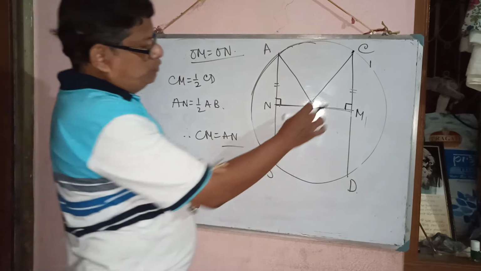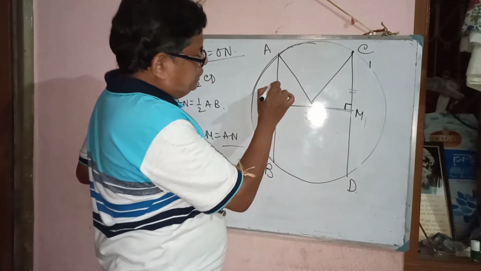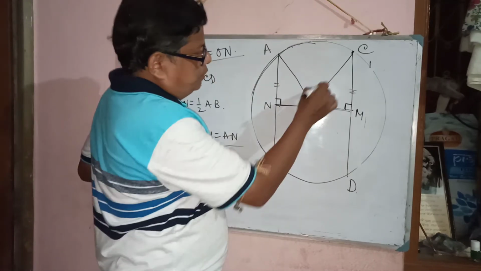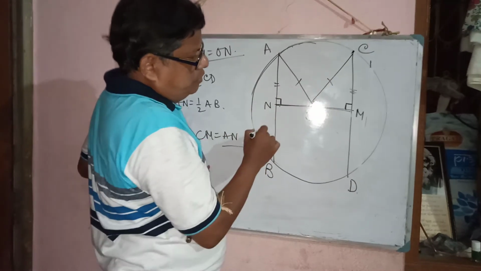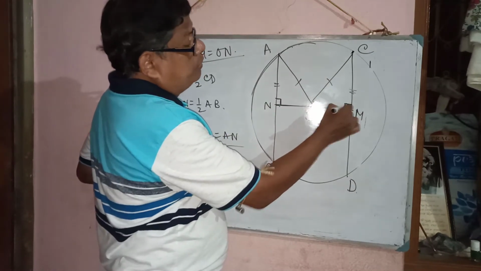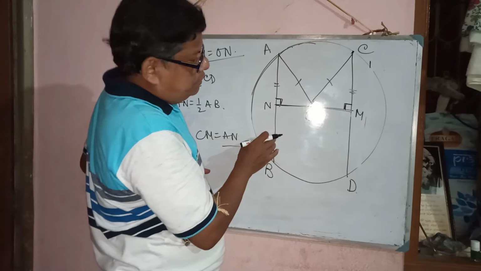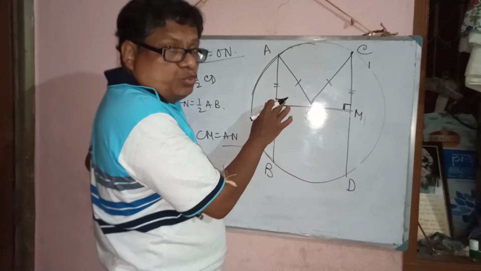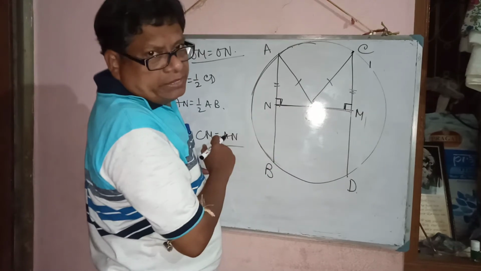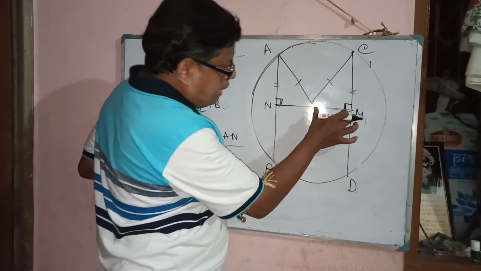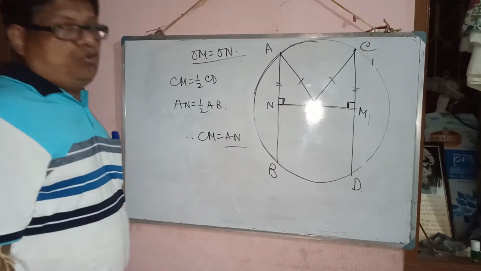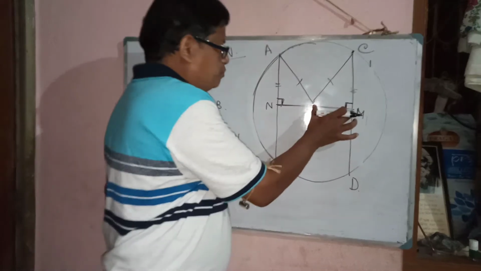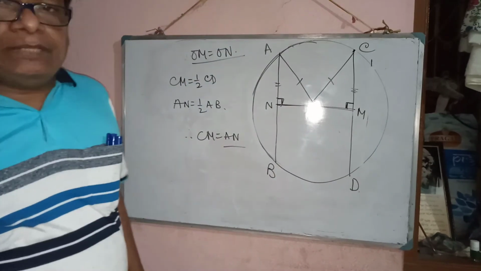Now consider these two triangles. OA equals OC, both are radius. And this also is a 90 degree right angle. So the two triangles are congruent. Since they are congruent, we can say OM equals ON.